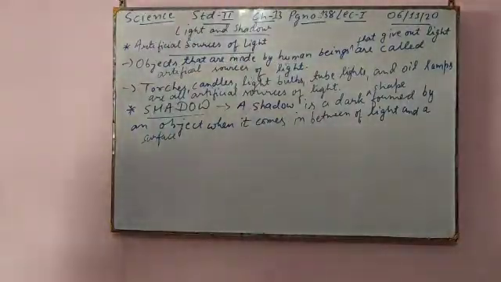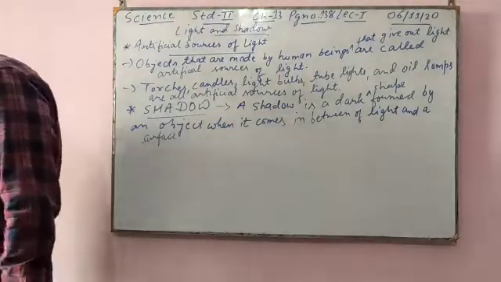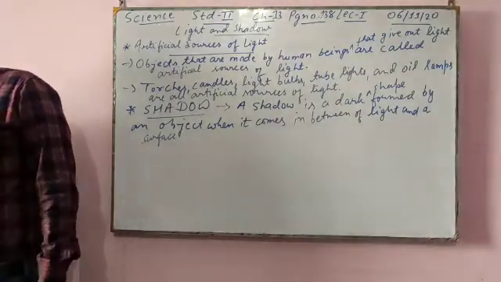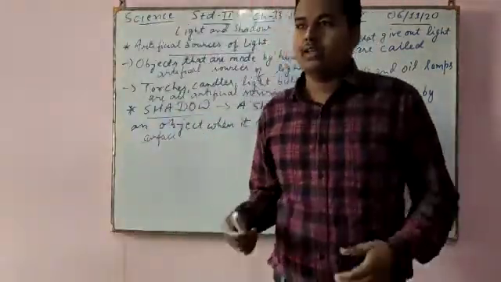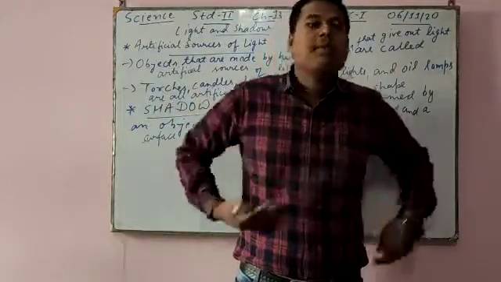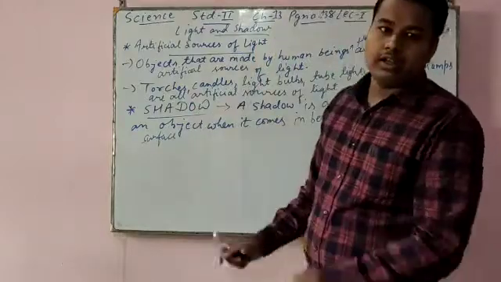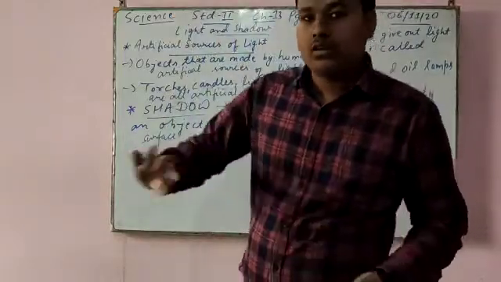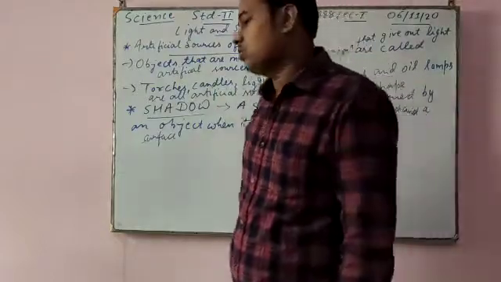Some objects allow light to pass through them completely. Some allow light to pass through them only partially, and some objects do not allow light to pass through them at all. If light falls on me, light will not pass through to the back. If I stand like that and light falls like that, then my shadow will be there. That's why I said that some objects allow light to pass completely, some allow partially, and some do not allow.